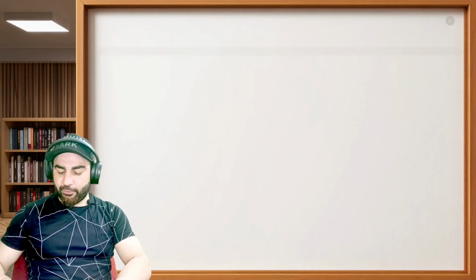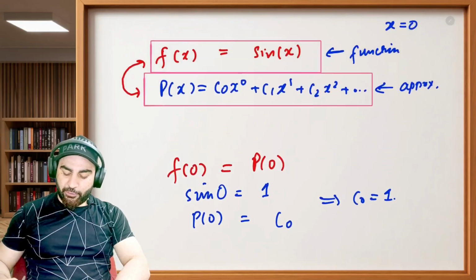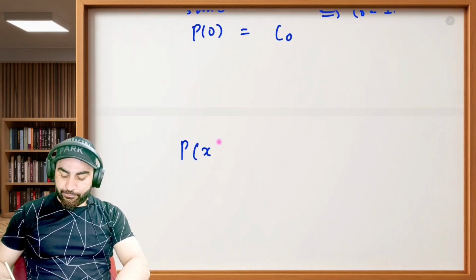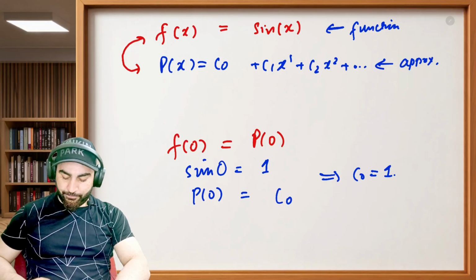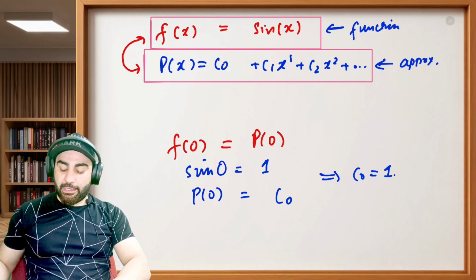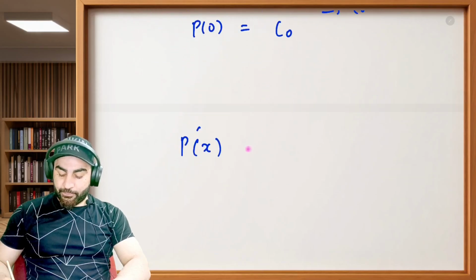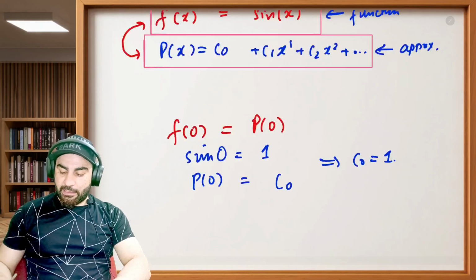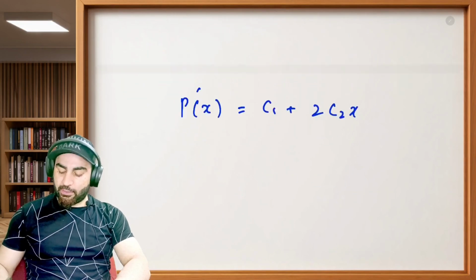So on taking the first derivative of p of x, p dash of x, you will know that the constant term will go to 0, because c naught times x to the power 0 is 1. So I'll be left with c1 plus the sum of the rest: 2 c2 x, and so on.